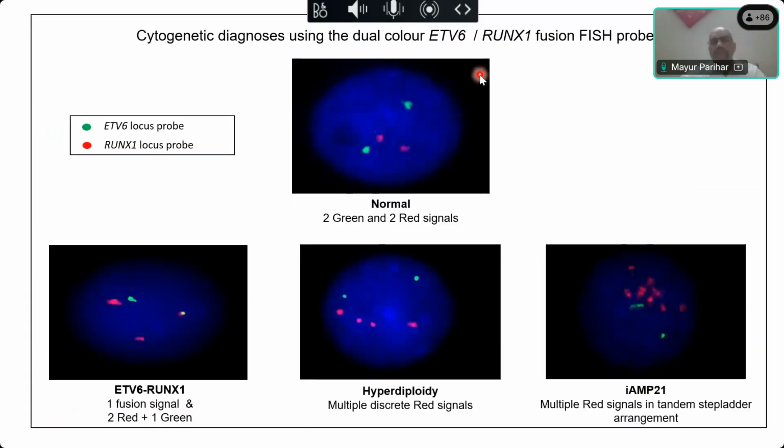So I was telling you, the ETV6-RUNX1 FISH probe that you see here, ETV6 which is on chromosome 12 is green, RUNX1 on chromosome 21 which is red. So normally you will get two copies of the genes, two reds and two greens. If there's a fusion, you get yellow signals. Now chromosome 21 is gained in 100% of high hyperdiploid ALLs. So when you get four copies of RUNX1, it indicates a gain of chromosome 21 and suggests the presence of hyperdiploidy. And when you get RUNX1 signals like this in clusters, it indicates an iAMP21.